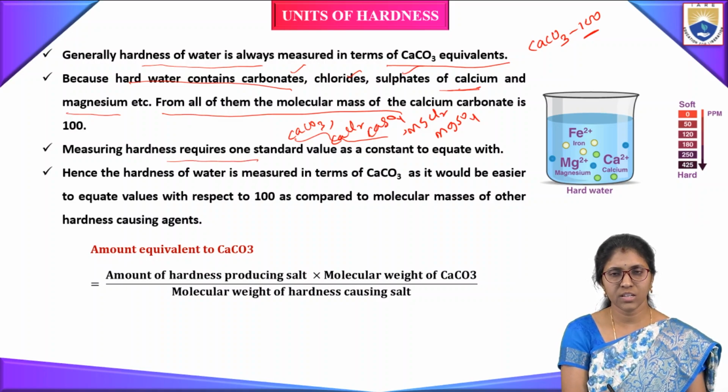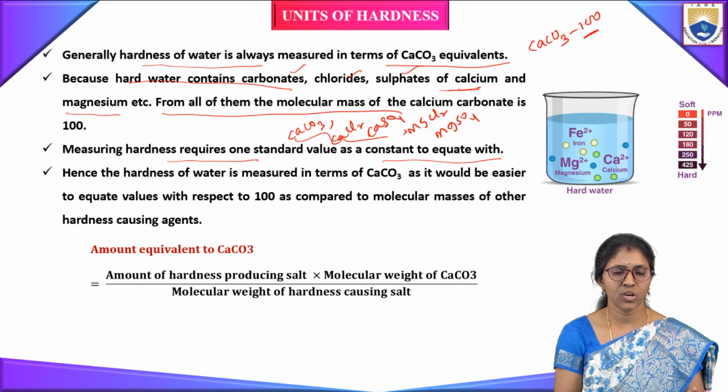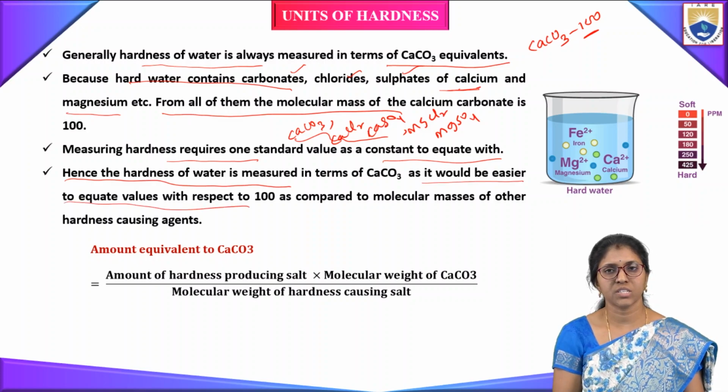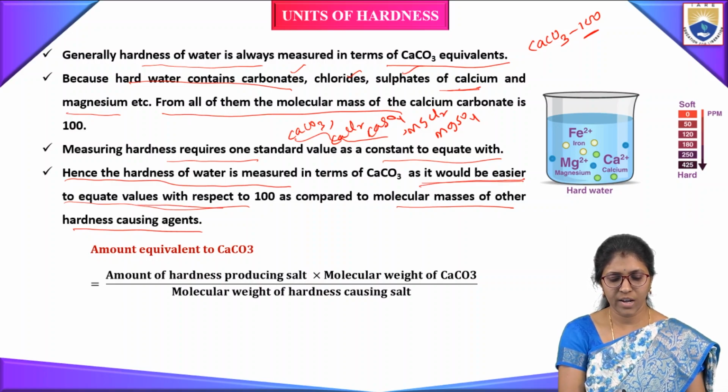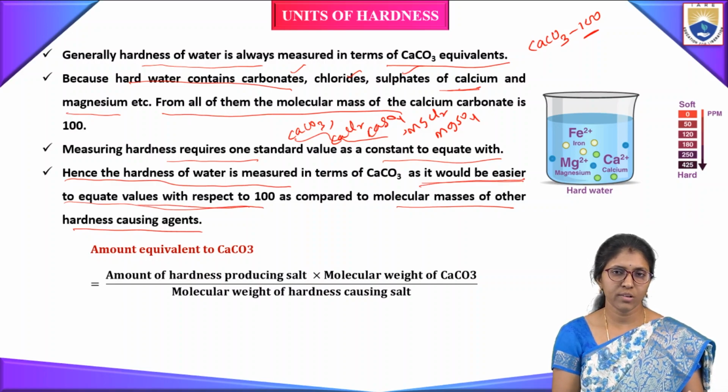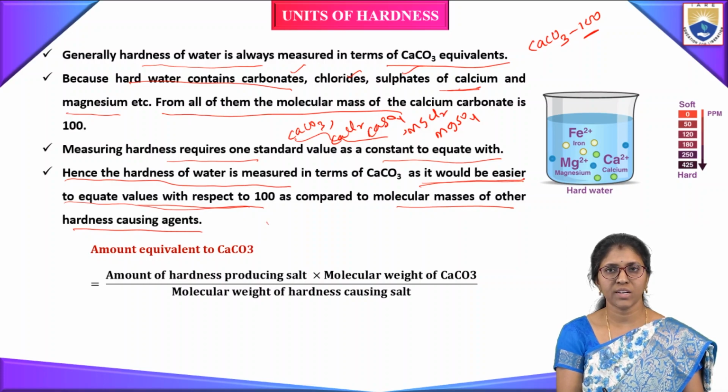Measuring hardness requires one standard value as a constant to equate with. Hence, the hardness of water is measured in terms of calcium carbonate, as it is easier to equate values with respect to 100 as compared to the molecular masses of other hardness causing salts. So hardness of water is always measured in terms of calcium carbonate equivalence.